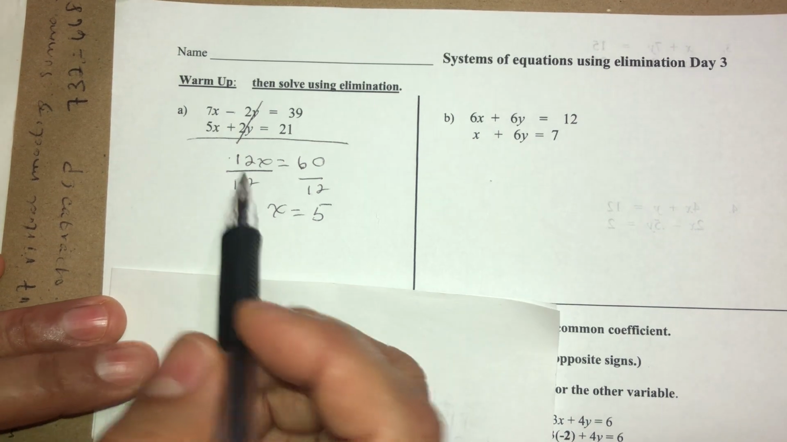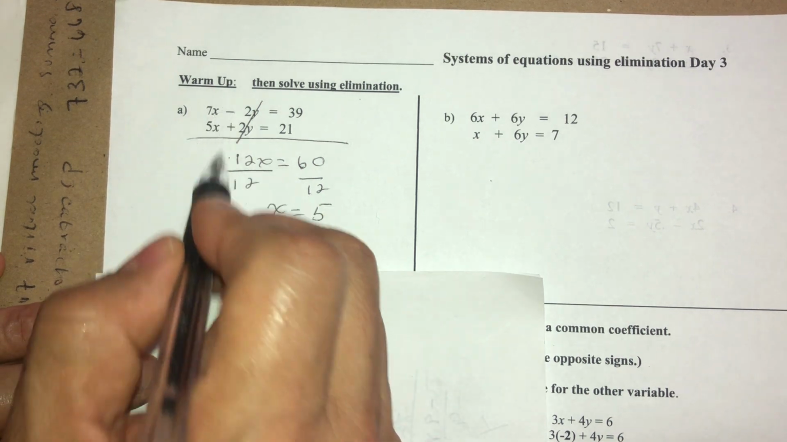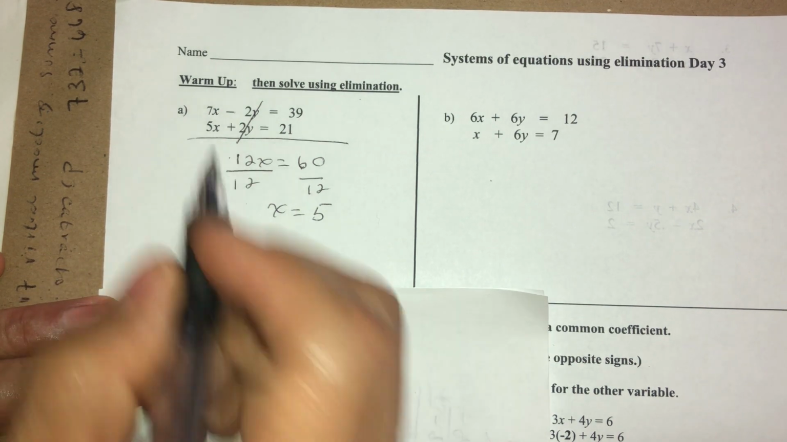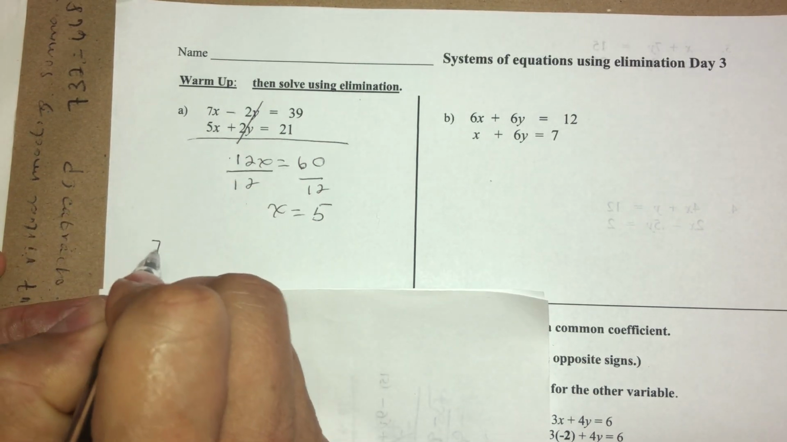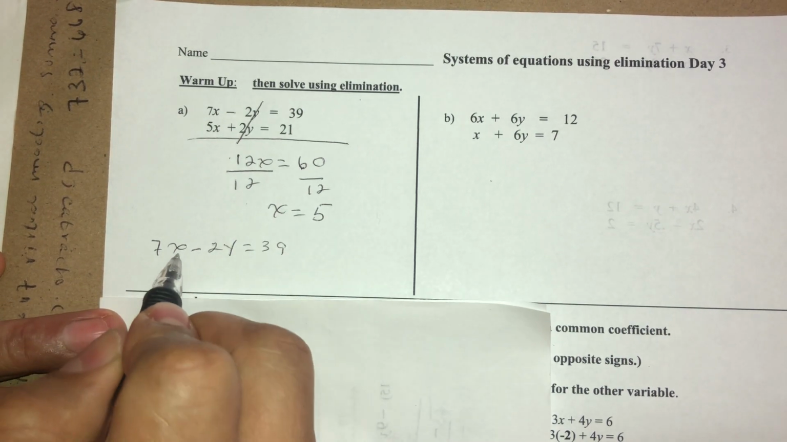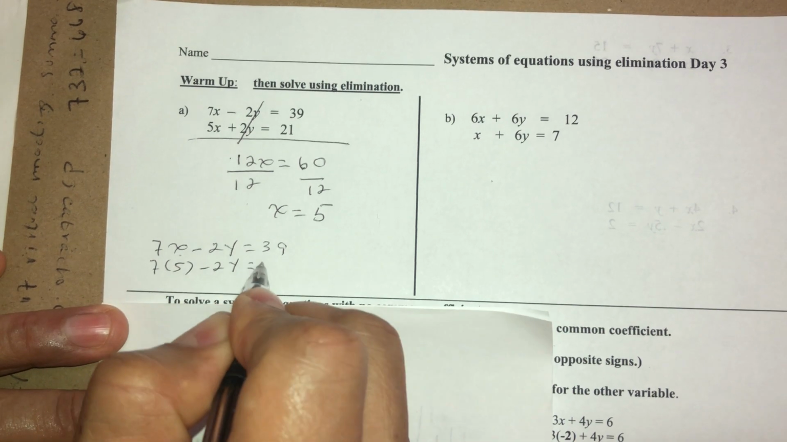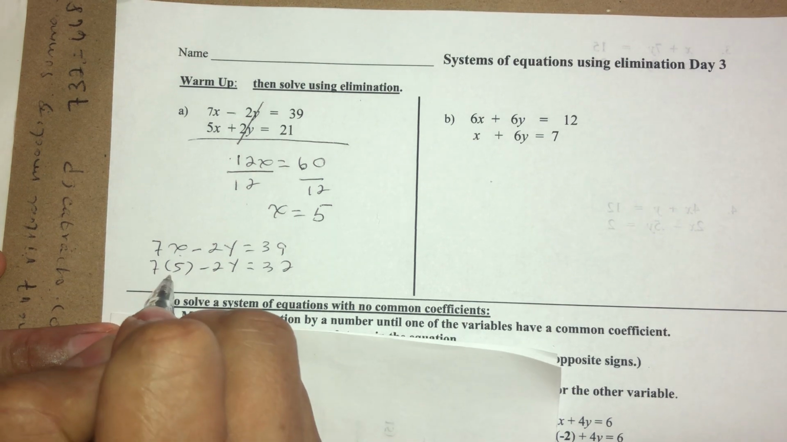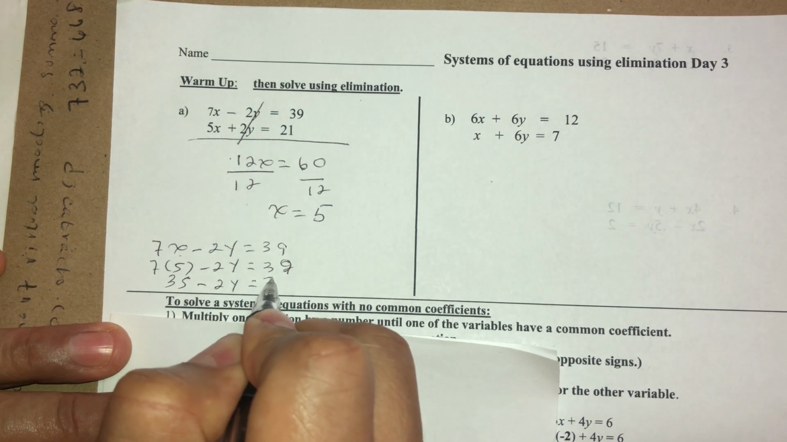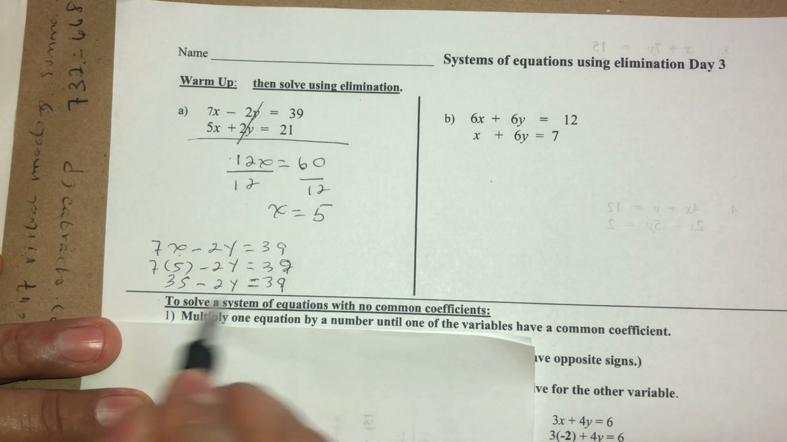So what you need to do is use elimination, okay? Because that's what I'm asking, elimination and substitution. So what are we going to do? We're going to take one of the two original equations, right? And we're going to solve x for 5 so we can find y. So let's use the first one. So I'm going to write 7x minus 2y equals 39. And now this x becomes 5. So 7 parenthesis 5 minus 2y equals 39. 7 times 5 is 35 minus 2y equals 39, okay? Then what's going to happen is I'm going to subtract 39 on both sides.